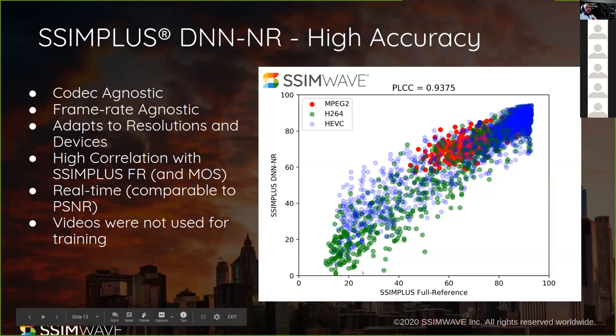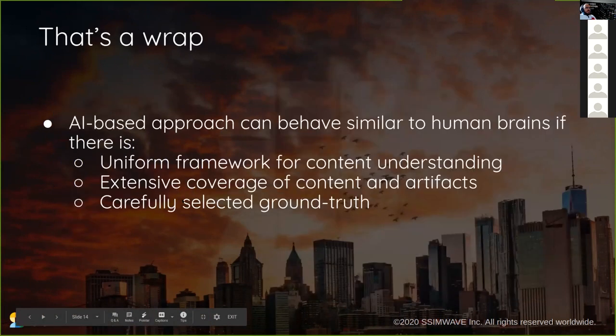For example, the device support, the wide range of resolutions, the HDR, the dynamic range, the frame rates, and the codec agnostic part of it. So you see here, we're just plotting 3 codecs, and the correlation is pretty much as high for all 3 codecs. So I think this pretty much concludes my presentation.